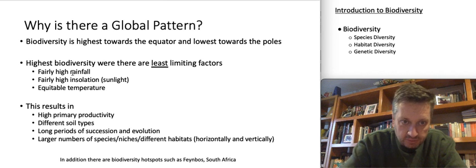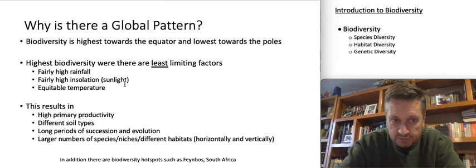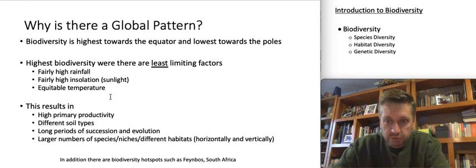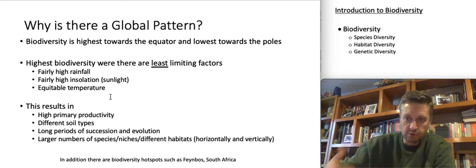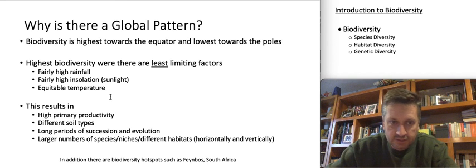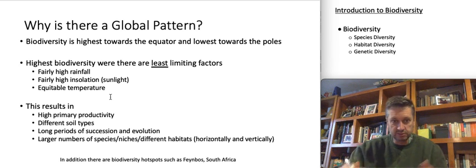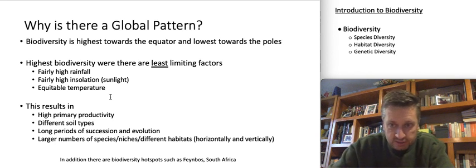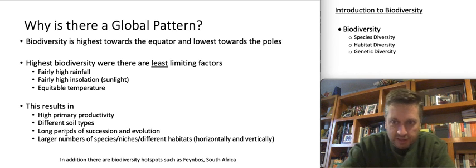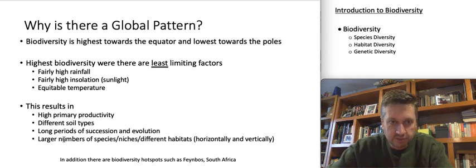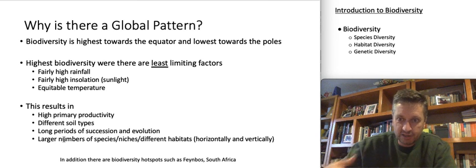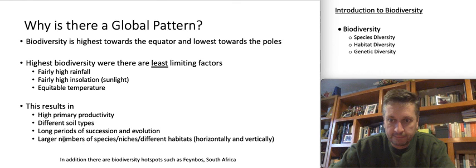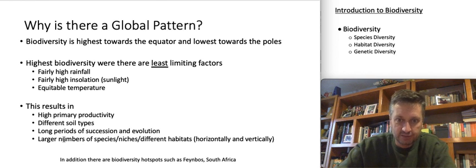If you have fairly high rainfall, a high amount of sunlight availability, and a fairly equitable temperature, those are all factors that promote biodiversity. And that's associated with high primary productivity, range of soil types available, long periods of uninterrupted succession, so you can get to a number of different climax communities, lack of plagioclimax, as we've talked about before. And specifically, if you have these kind of conditions and a lack of limiting factors, you promote many, many different niches to become available. We associate rainforests with high niche availability.